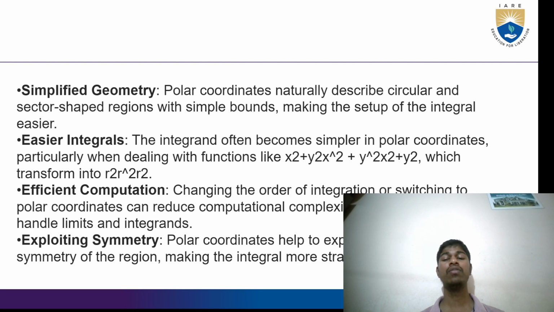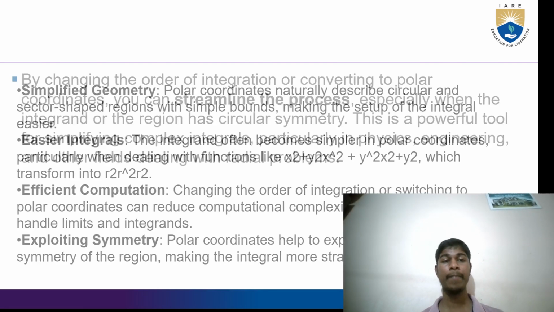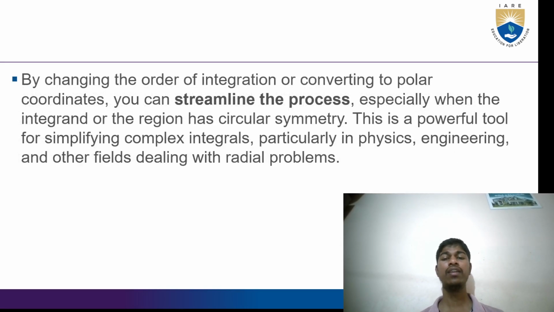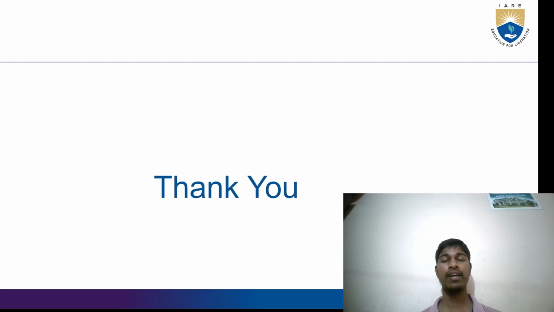Changing the order of integration or switching to polar coordinates can reduce computational complexity. By changing the order of integration or converting to polar coordinates, you can streamline the process, especially when the integrand or the region has circular symmetry. This is a powerful tool for simplifying complex integrals, particularly in physics, engineering, and many other fields.